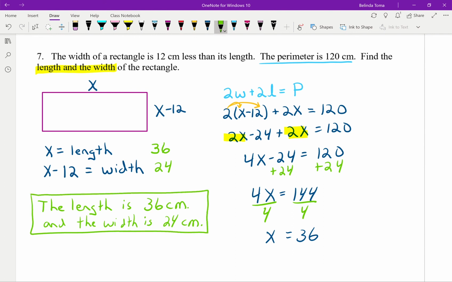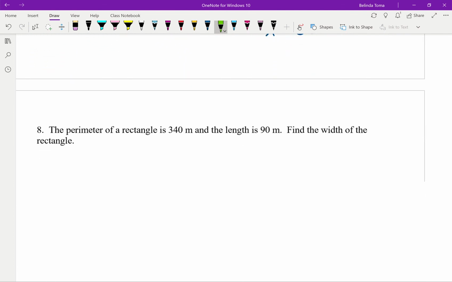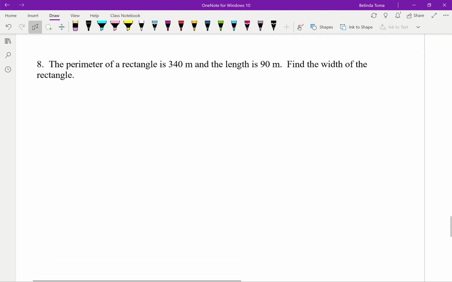All right, so our last question, number 8, is very similar to what we just did, and I'll leave that for you to finish and write in your answer. So this concludes our video on section 3.4, using equations to solve word problems.